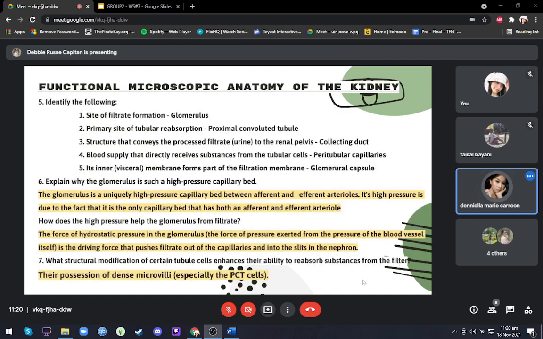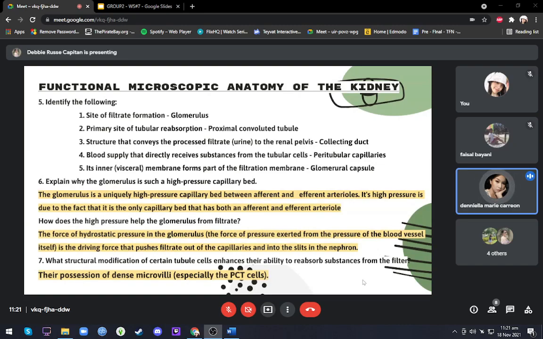Number 5, identify the following. What is the site of filtrate formation? Glomerulus. Number 2, primary site of tubular reabsorption. Proximal convoluted tubule. Number 3, structure that conveys the processed filtrate to the renal pelvis. Collecting duct. Blood supply that directly receives substances from the tubular cells is peritubular capillaries. Its inner membrane forms part of the filtration membrane. Glomerular capsule.